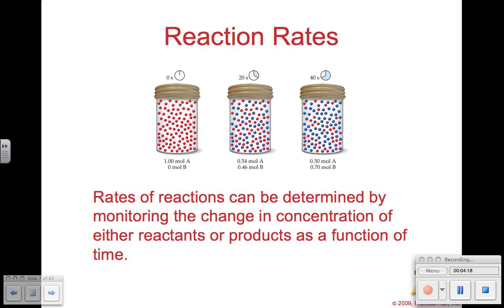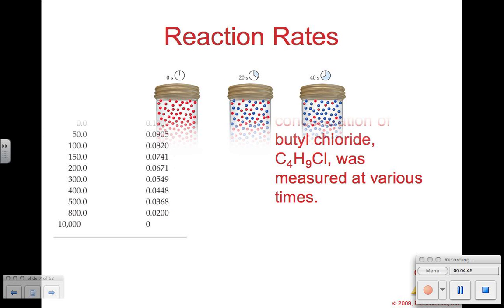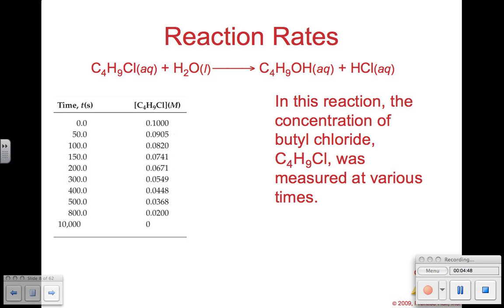When we calculate rates of reaction, it's basically determined by monitoring the change in concentrations. We've got these jars here, and this is also found on page 575 of your textbook. You start out with 1 mole of substance A and 0 of substance B, and over time you see a change in the amount of both materials, and so you would basically determine the rate of change occurring.